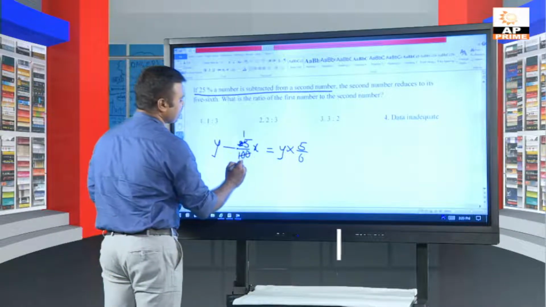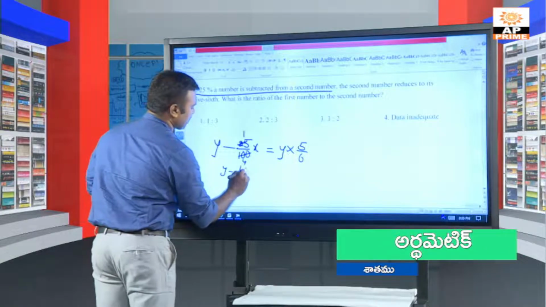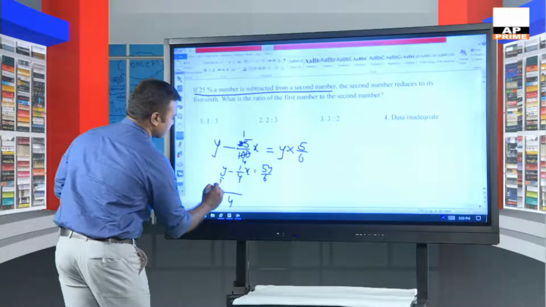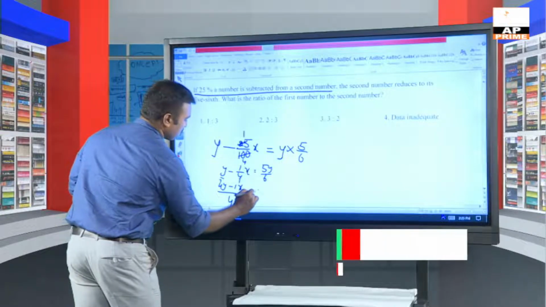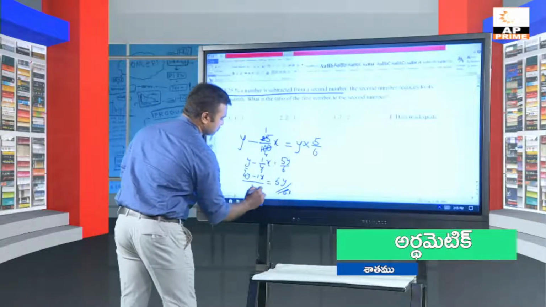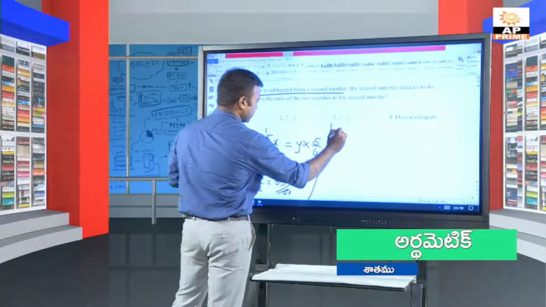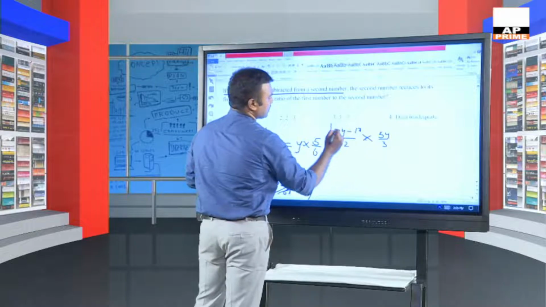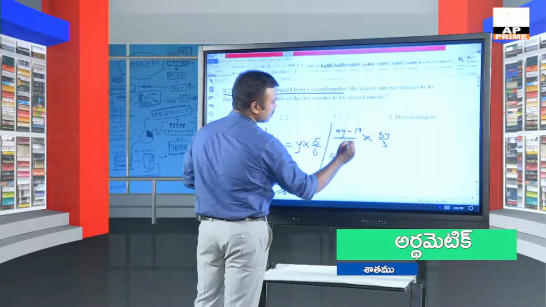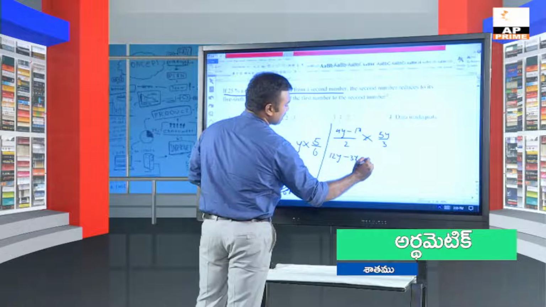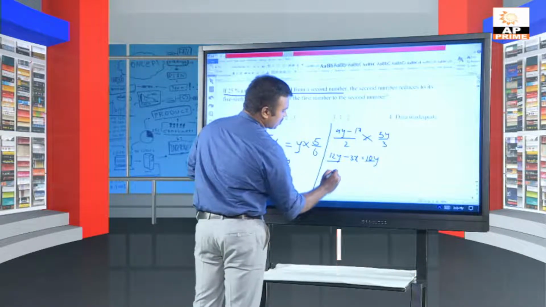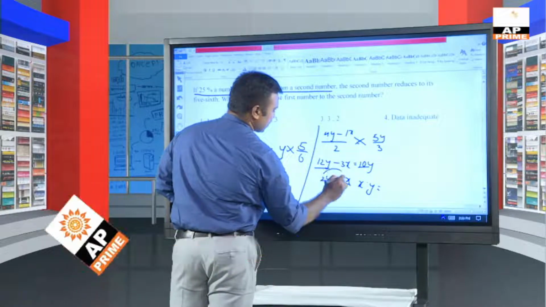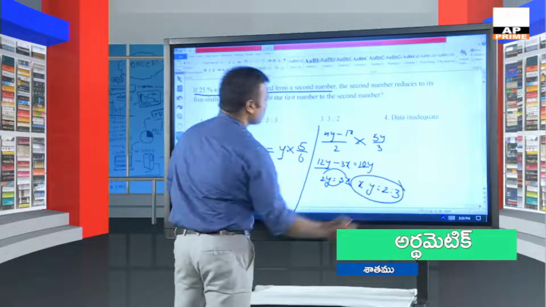25 times 1 cancels, 25 times 4. So y minus 1/4 times x equals 5y/6. Taking the LCM, 4 times 4 cancels, so 4y minus x, equals 5y/6. 2 times 3 cancels, 2 times 2 cancels. So what is left is 4y minus x/2 equals 5y/3. Cross multiplying, 3 times 4y is 12y minus 3x equals 5 times 2 which is 10y. So 12y minus 10y, 2y equals 3x. So x to y, by AD equals BC, is 2:3.